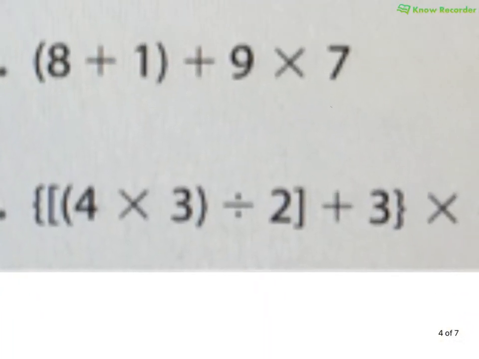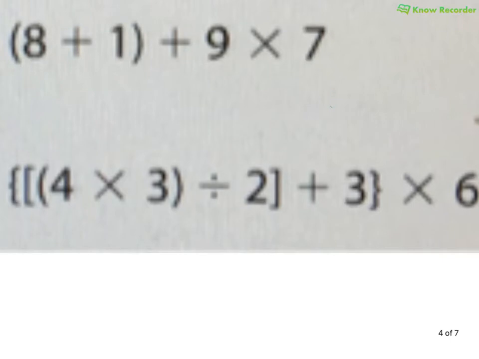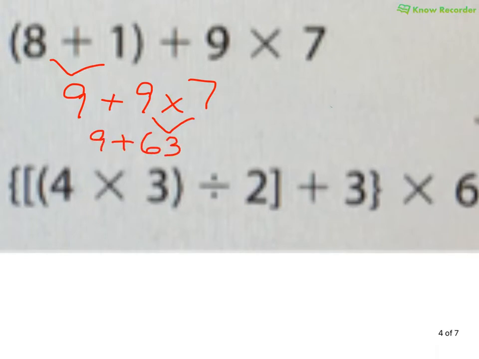So, 8 plus 1 plus 9 times 7. We have parentheses, they're happening first. We get 9, and we get to drop the parentheses because they're gone. Multiplication comes before addition. 63 plus 9, 72.